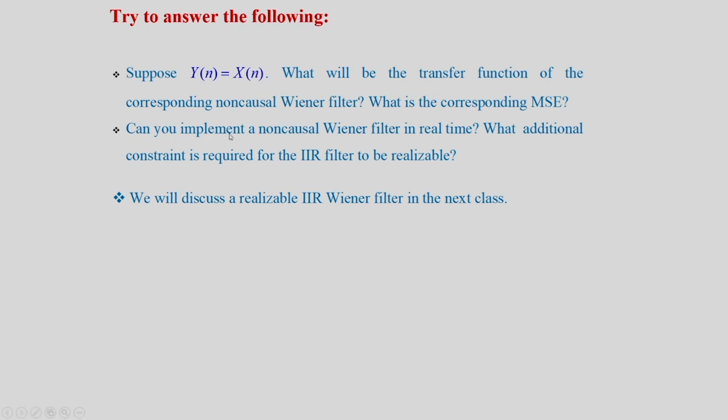Can you implement a non-causal Wiener filter in real time? What additional constraint is required for the IIR filter to be realizable? Obviously, the answer to the first question is no. You find out why it is no, and then what additional constraint is required for an IIR filter to be realizable. We will discuss a realizable IIR filter in the next lecture.